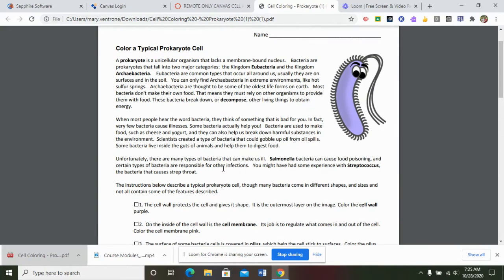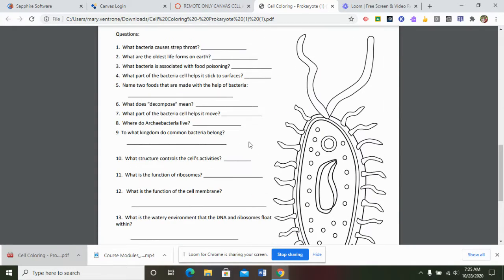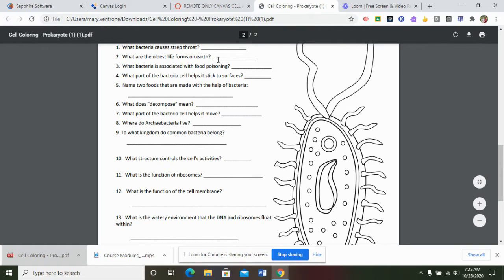What are the oldest life forms on Earth? Oh, I remember reading about that. And if you look at the bolded terms, that'll help you out as well. So we have two types of bacteria, Eubacteria or Archaebacteria. And right here it says Archaebacteria are thought to be some of the oldest life forms on Earth. So my answer to number 2 then would be Archaebacteria.